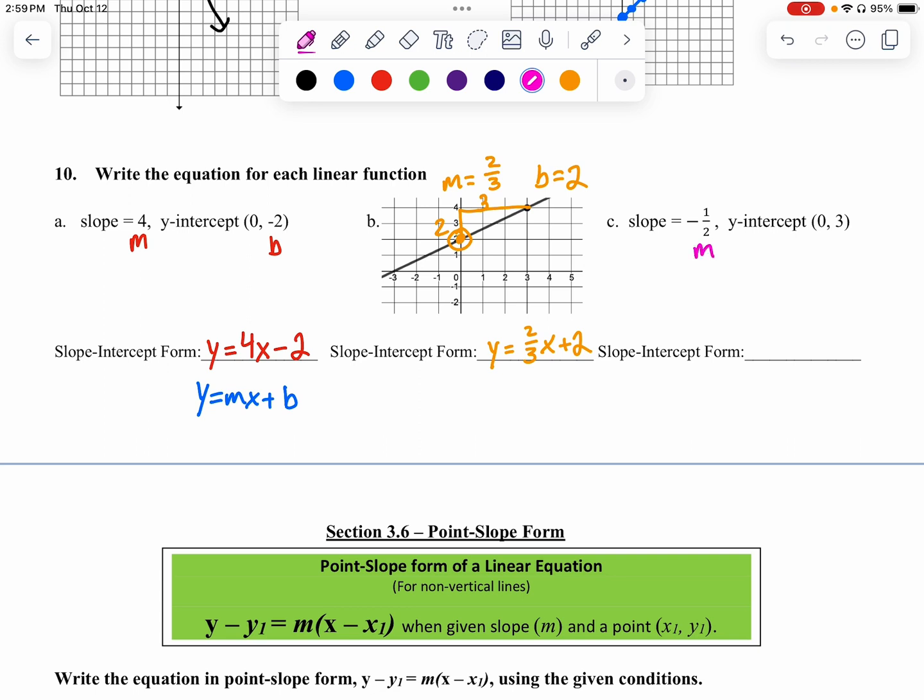Finally, this one, they told us the slope, they told us the y-intercept, so that's my m and b. So y equals -1/2 x plus 3.